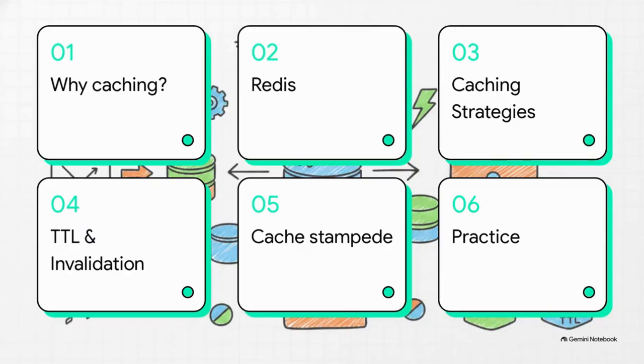Okay, let's dive into this. First, we'll cover why we need caching. Then, enter Redis. Number 3, core caching strategies. 4, TTL and cache invalidation. 5, surviving a cache stampede. And finally, putting it into practice.